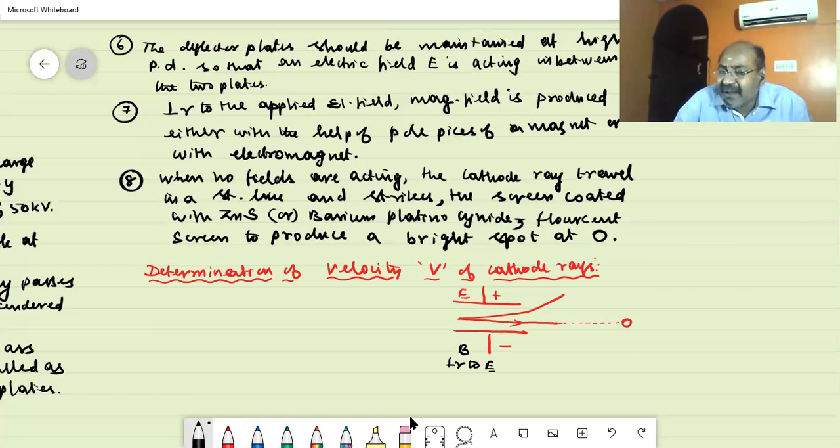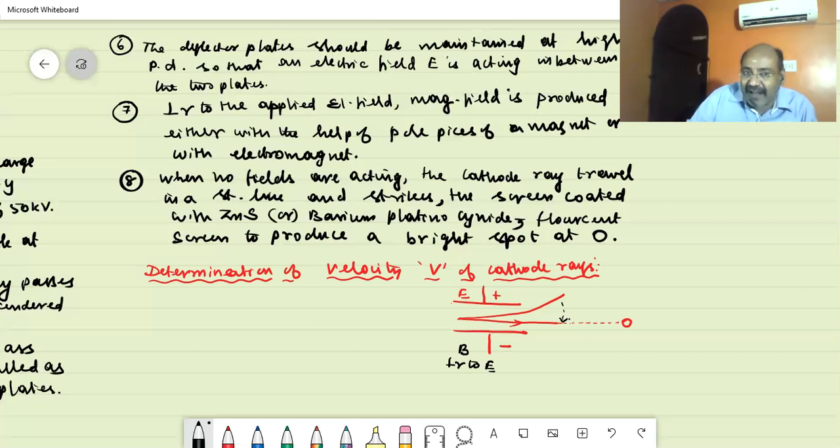What will happen? Because of this magnetic field, a force will be developed on the electron, which will try to bring the deflected electron to its original position. So you have to apply a suitable magnetic field for the fixed electrical field in such a way that the deflected beam of electron, or the cathode ray, should again come to its original position. Are you able to understand?